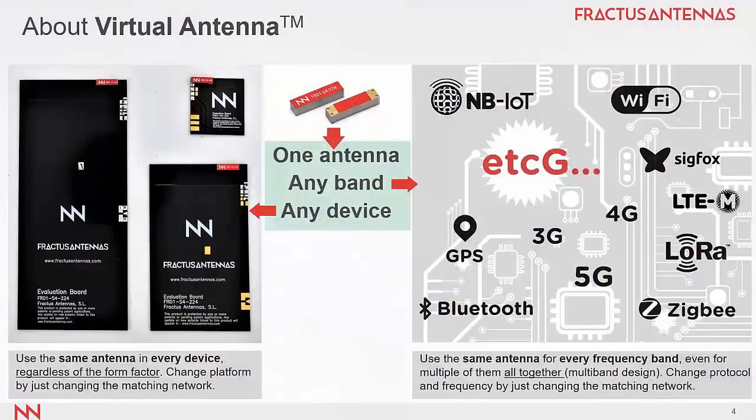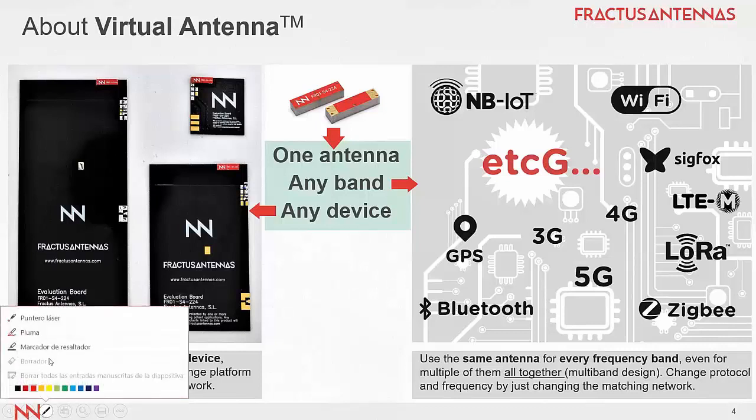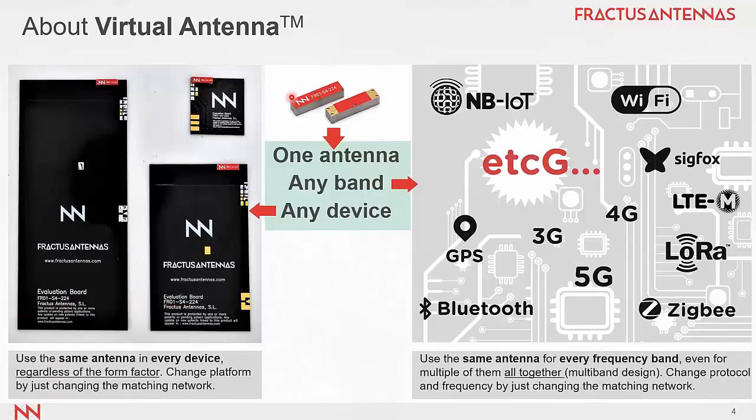And here is where virtual antenna takes place. Virtual antenna is a technology that embeds tiny elements called antenna boosters. You can see in this picture these antenna boosters in IoT devices. So you can operate for any band and for any device.